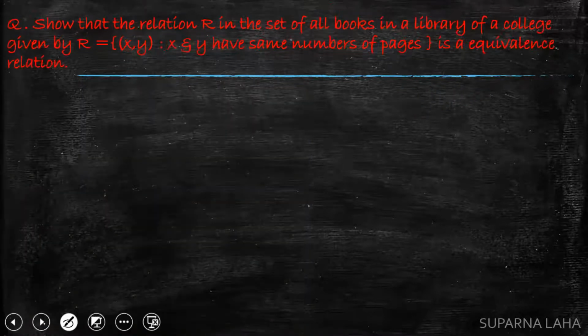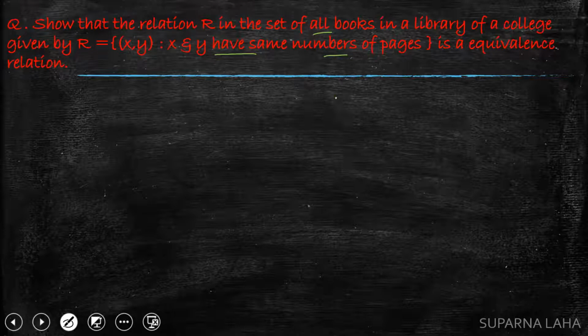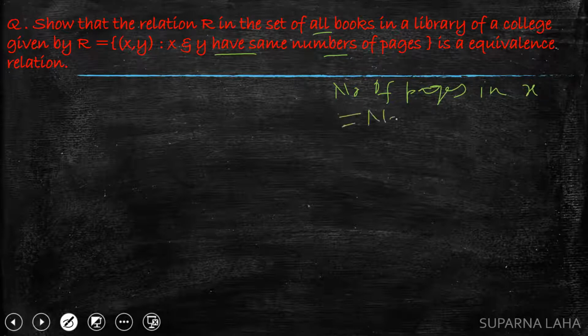Next problem. Here the relation is defined in the set of all books in a library of a college, where X and Y have the same number of pages. So the number of pages in book X is equal to the number of pages in book Y. These two books have the same number of pages.